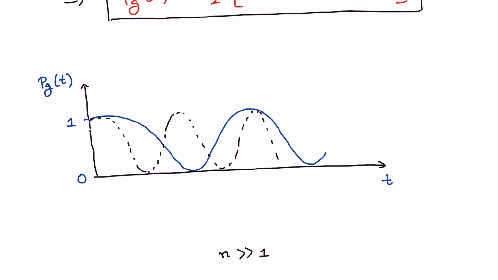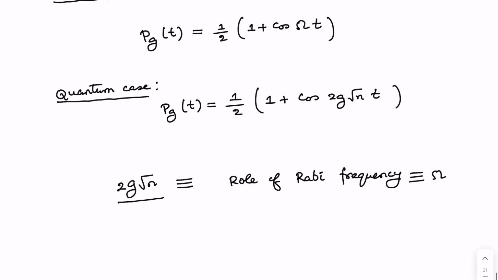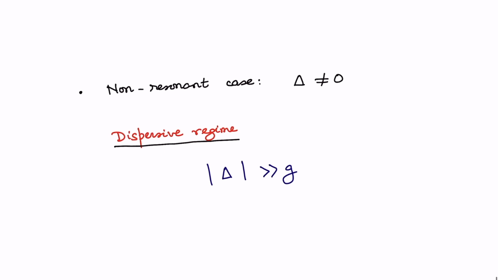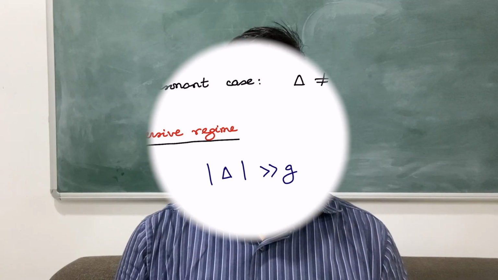Now we can go on discussing the non-resonant case as well, where this detuning parameter delta is no longer 0, delta is non-zero. However, the most interesting case is the dispersive regime, which is of great relevance for superconducting qubits. In this dispersive regime, the detuning parameter is much greater than the coupling parameter. This we are going to discuss in the problem solving session.